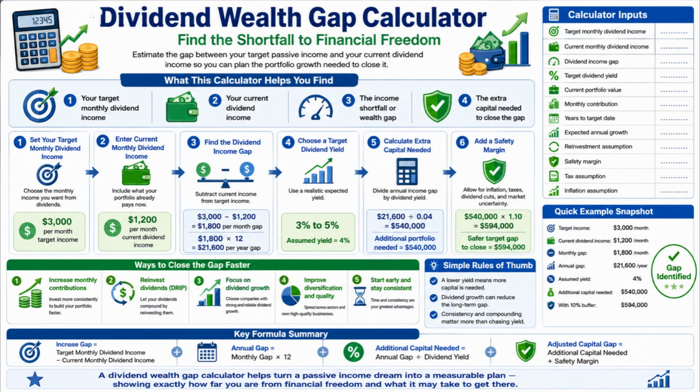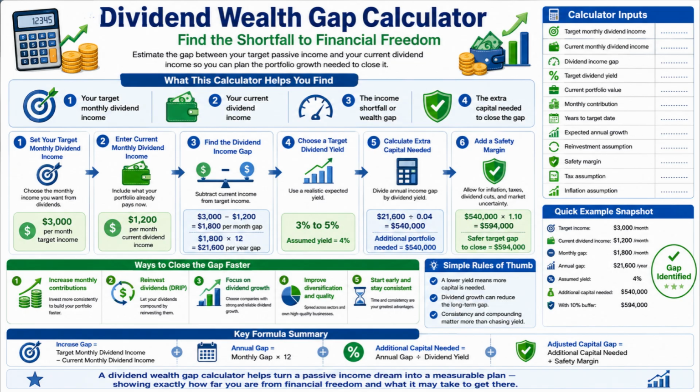Then, you find the dividend income gap by subtracting your current monthly dividend income from your target monthly dividend income. So, if your target is $3,000 and your current income is $1,200, the gap is $1,800 per month. After that, to understand the yearly shortfall, you multiply $1,800 by 12, which gives you $21,600 per year.